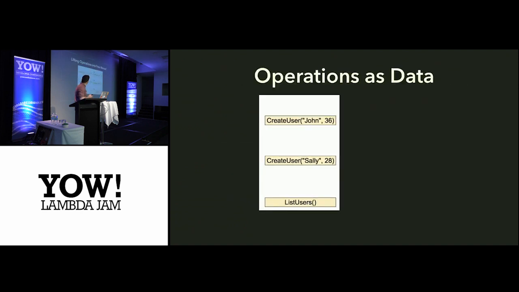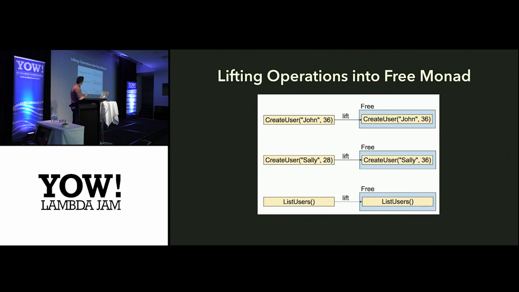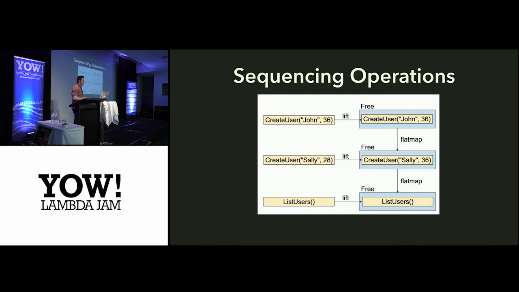So we turn that into data, and then the next thing that we do is we lift that data into a free structure. Now I'm representing the free monad with these blue boxes, and you'll see later that the free applicative is the red boxes. And then finally with the free monad, we have the ability to sequence our computation. So we can have these dependent steps by using flat maps.